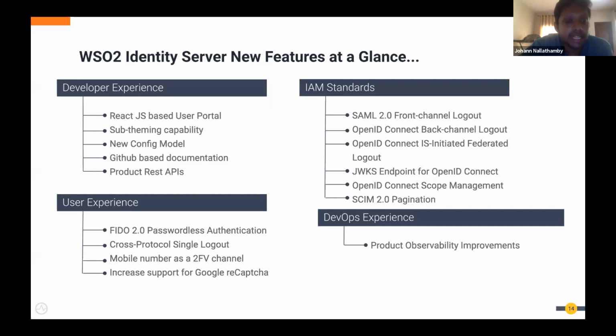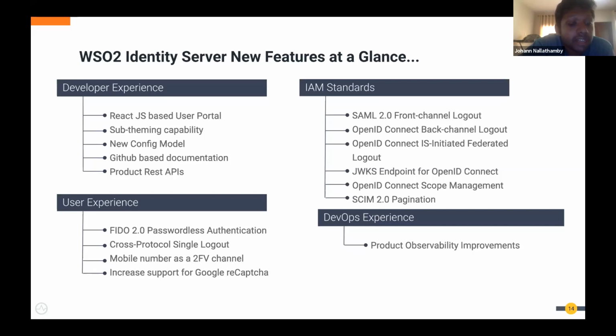APIs for easier integration. In terms of user experience, we've introduced the most sought after FIDO 2.0 passwordless authentication. We have introduced cross-protocol global logout so that you can log out from one application and you can rest assured you will be logged out from all the applications globally, irrespective of the protocol that they support. We've given first-class support for mobile numbers as a second factor verification channel when you are doing self-registration or profile updates.